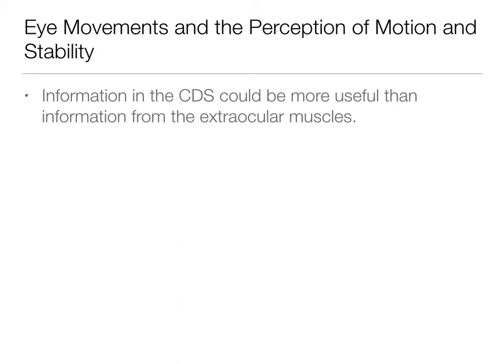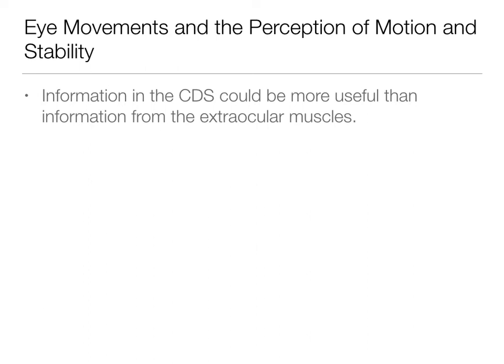Finally, this information from the CDS, this corollary discharge stimuli or signal, could be more useful than information just from the eye muscle. If we were just getting information from the eye muscles, we wouldn't get that information until after the effect, after it happened. Whereas with this CDS, we're getting information about eye movement before the eye even moves. We're getting information about intended eye movement, is how your book discusses it. And so our brain is able to prepare for that incoming information.